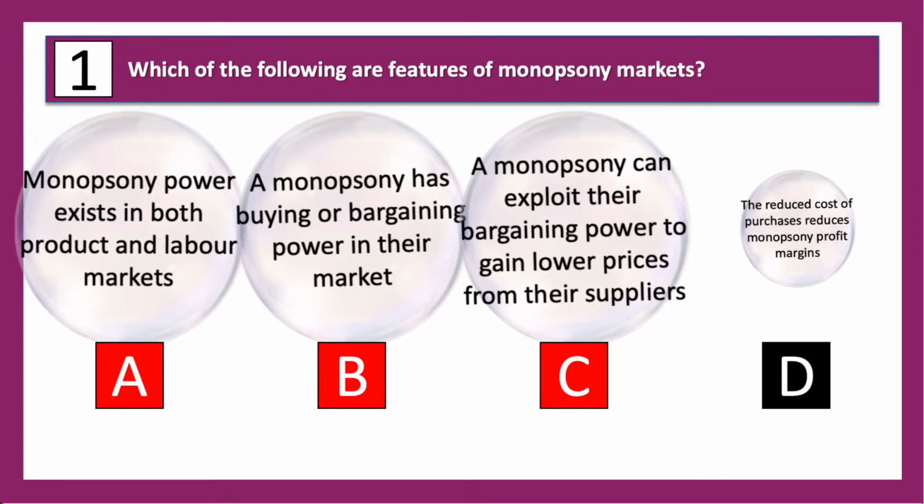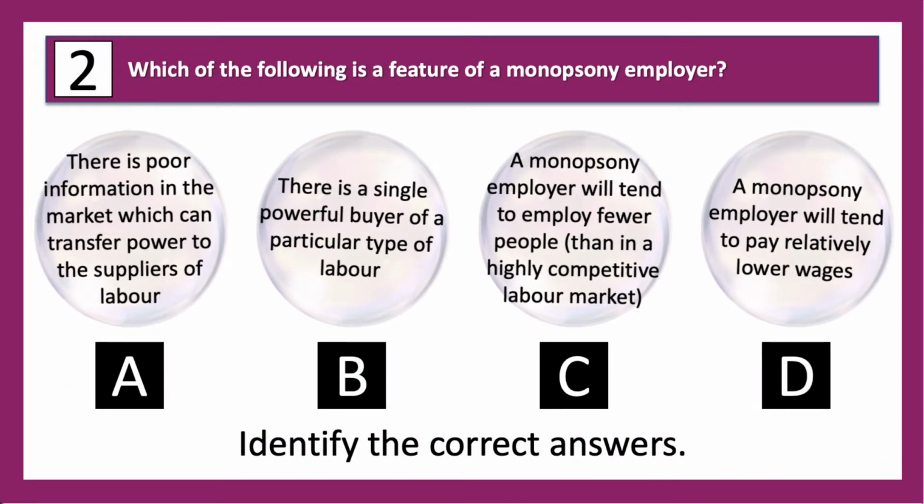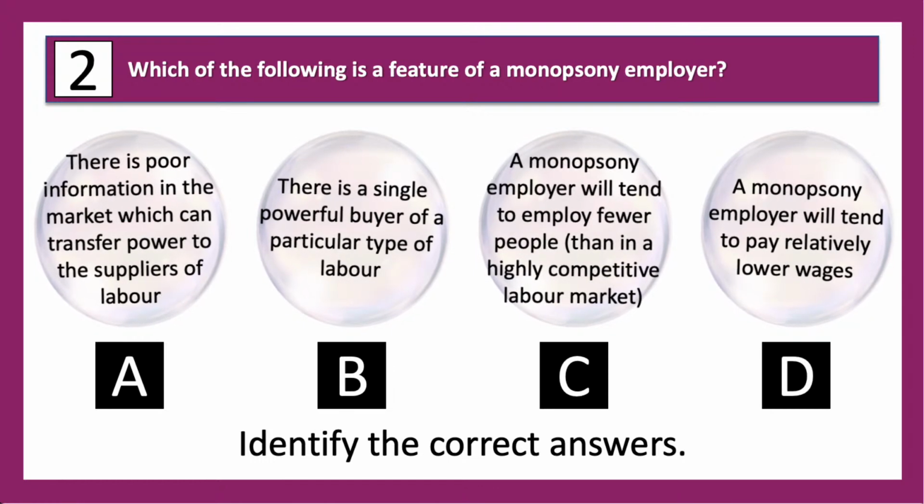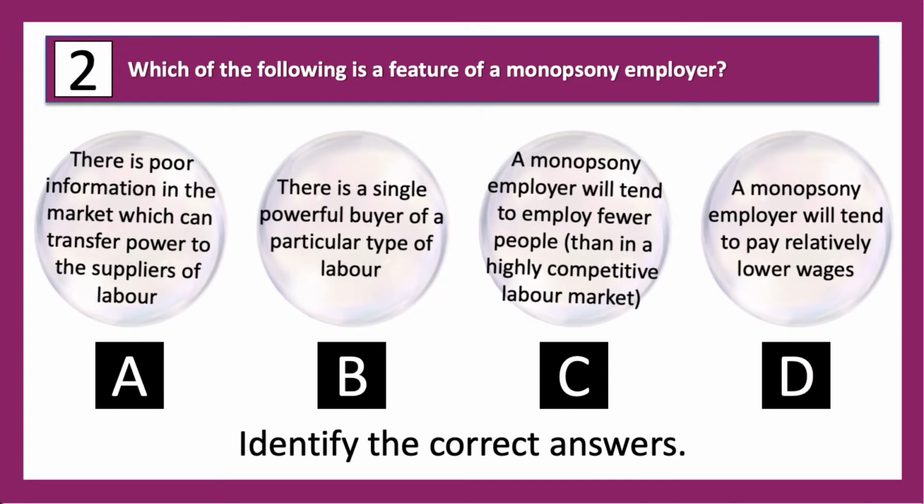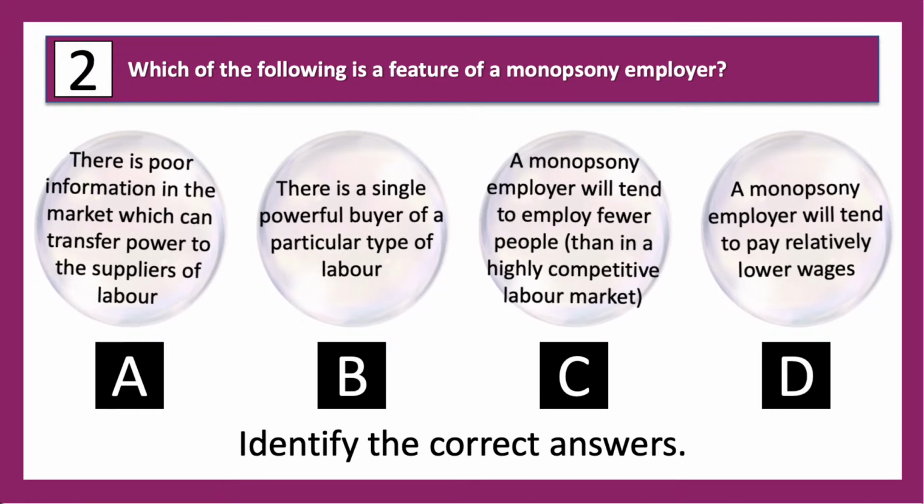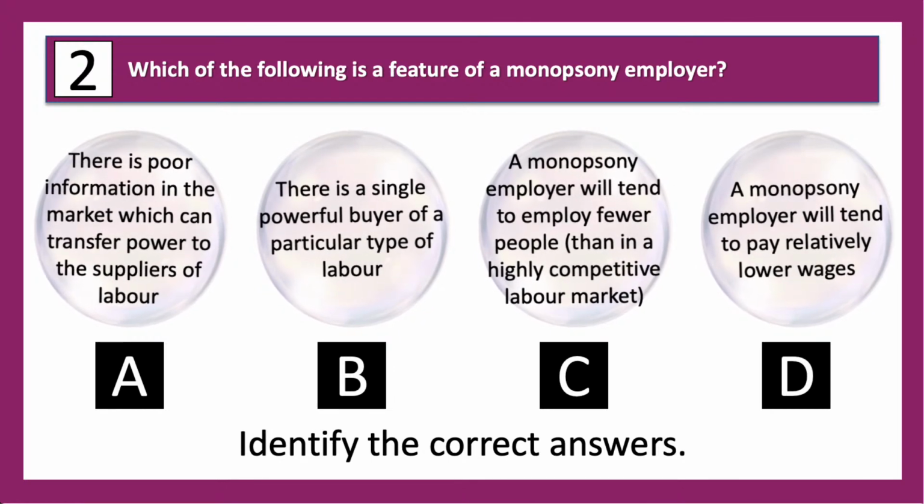Okay, let's have a look at the next question then. This one sticks with the idea of monopsony. Which of these is a feature of a monopsony employer? It could be all four of them, as I said, it could be none of them, or it could be just a selection. So think about monopsony markets, particularly in the labour markets here, monopsony employers.